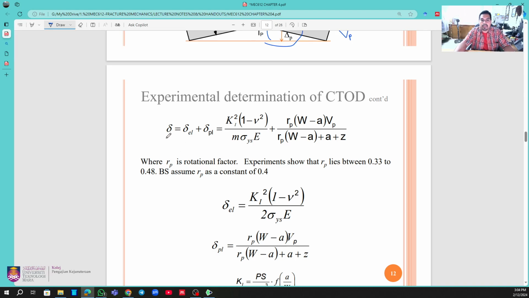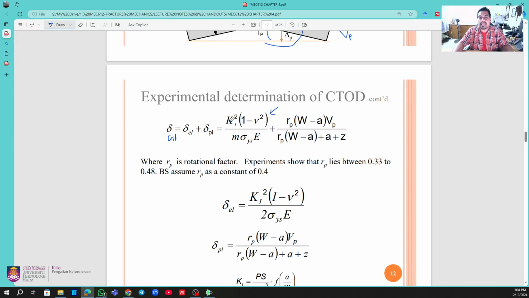So since we know the delta critical, delta crit means critical is equivalent to the delta elastic plus delta plastic, and the formula for the delta elastic, this one, is meant for when we find 1 minus Poisson ratio to the power of 2, that represents the plane strain condition where we assume that the specimen is thicker, as compared to the smallest one.